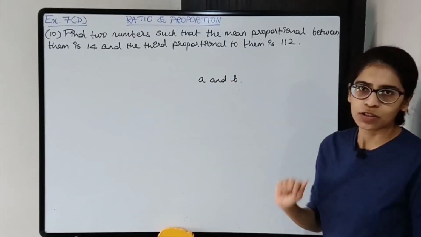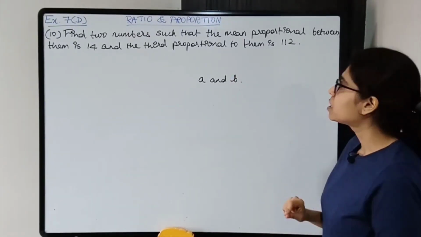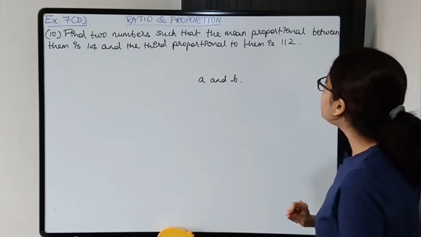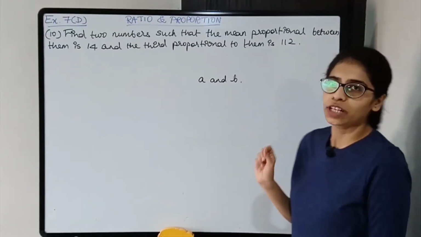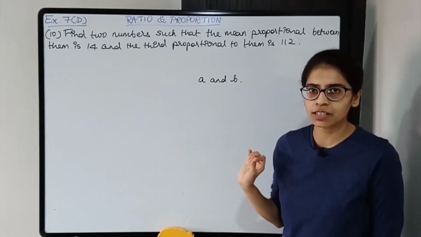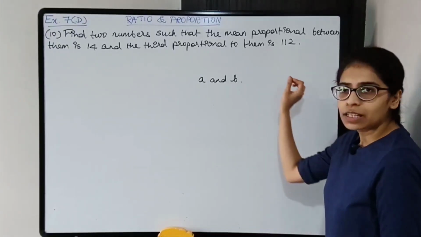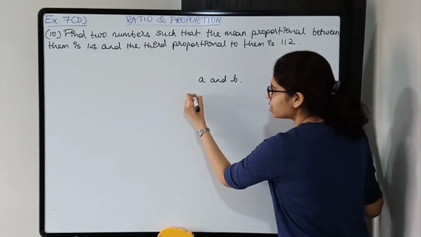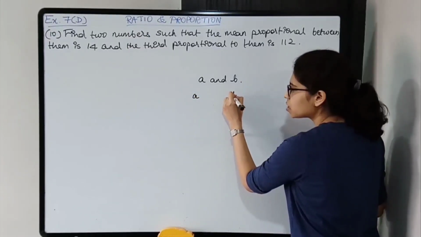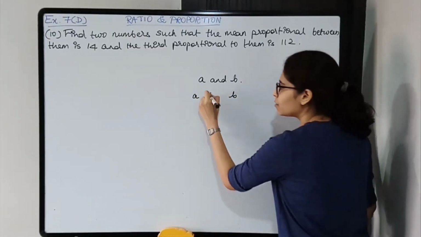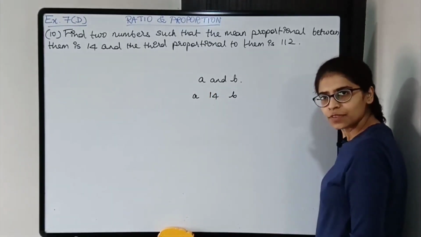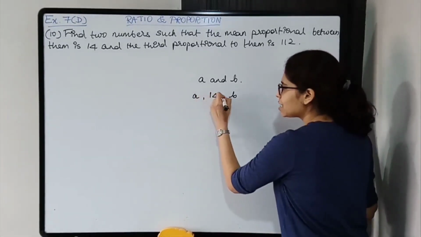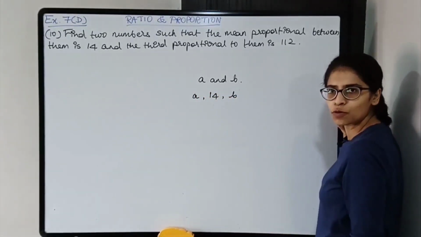There are two conditions given over here. First, two numbers such that the mean proportional between them is 14. Let's consider the first condition for now. The mean proportional between these two numbers: this is the first number, this is the last number, and the number between them is 14. So I can say these three are in continued proportion.